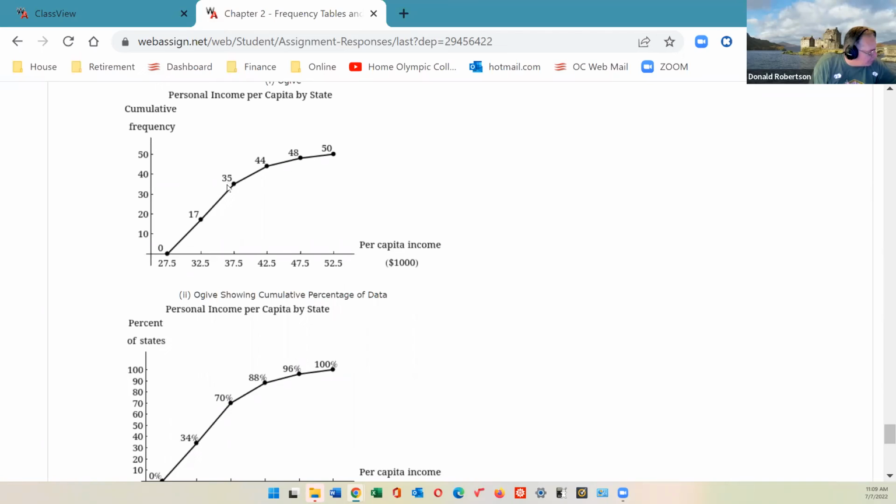Now, if you move up to 37.5, do you see there's now 35 states there? That tells me that 35 states in America have 37,500 per year income or less. Now, by the time you get to 47,500, right? So the average in that state that an adult makes is 47,500. 48 of the states have reached there. So doesn't that mean 48 of the states have that number or less? And then if we get to the 50th one, the last one is that.